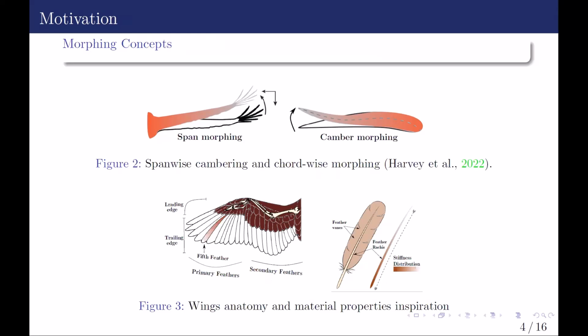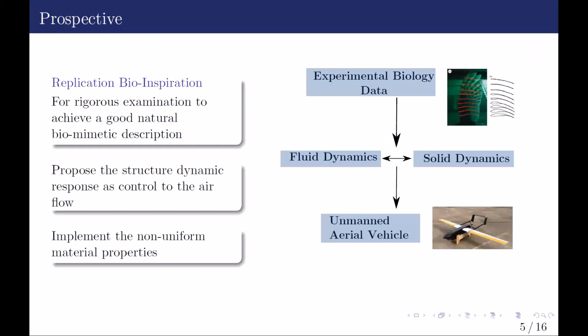Actually, if we look into the wing of the bird, we find that the leading edge of the wing consists of bone and muscle, and the trailing edge of the wing has these feathers. The feather is mainly our concern, and we look into the material of the feather in order to have some characteristics that we can implement into the unmanned aerial vehicle wing. The flowchart is just to take some experimental data from biology and implement it into the fluid and solid interaction.